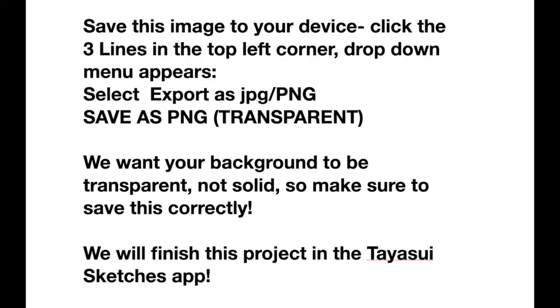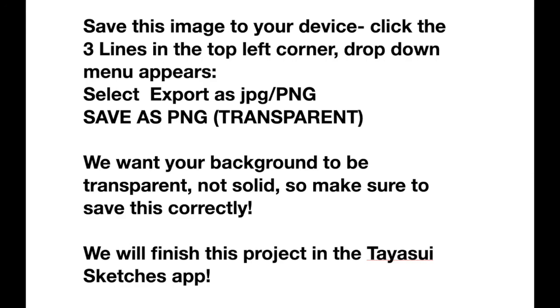Okay, last thing that we need to do is save this image to our device. You're going to click the three lines in the top left corner of Medibang Paint for the drop-down menu. From there, you're going to click Export as JPEG or PNG, and we're going to save it as PNG (transparent). We want your background to be transparent, not solid, so make sure you save this correctly.